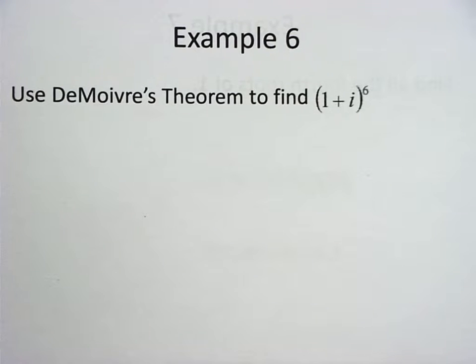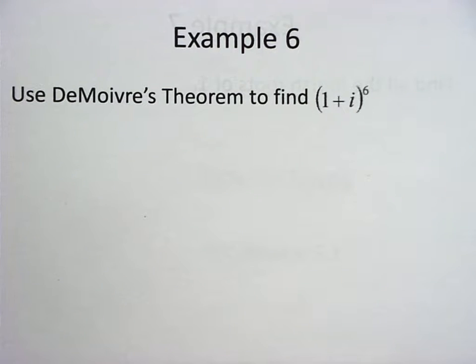1 minus i to the 6th power, what does that actually mean? 1 minus i times 1 minus i times 1 minus i, and so on and so forth. To do that all out and then deal with the i to the 6th term, i to the 5th term, i to the 4th, i to the 3rd, and deal with the fact that all those convert as well would take quite a while. By being able to change to trig form and use this theorem, you can do it much quicker.